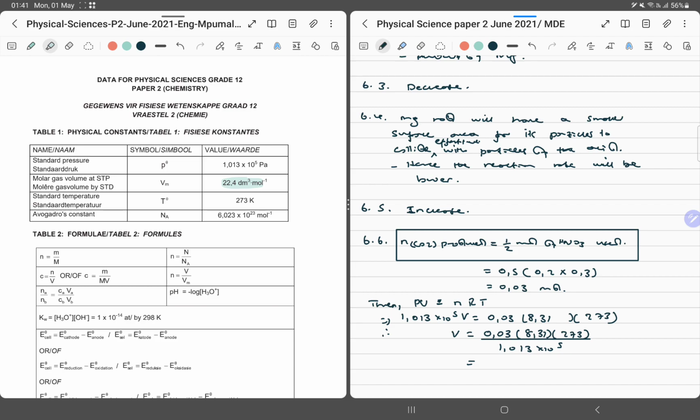All right, so let's see. I'm getting a 6.72 times 10 to the minus 4 decimeter cubed, say minimum of 2 decimal places. Oh, wait a minute.